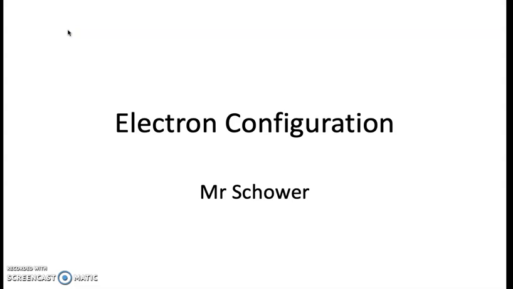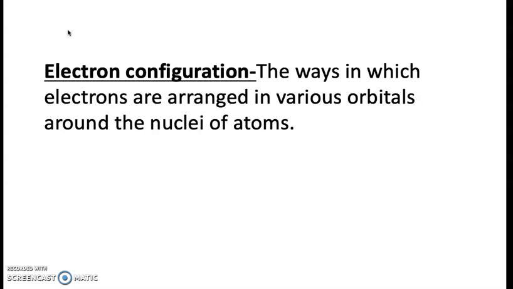Okay, so electron configuration is basically like the address for each element. It lets us know how many electrons each element has and where each electron is sitting. So electron configuration is the ways in which electrons are arranged in various orbitals around the nuclei of atoms.